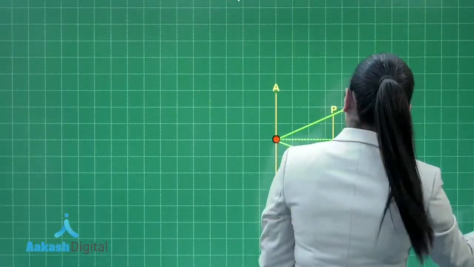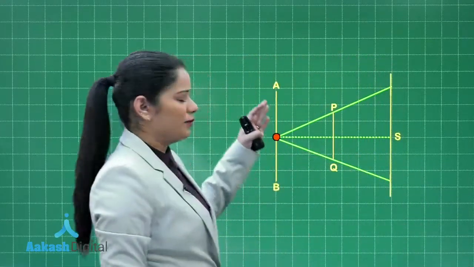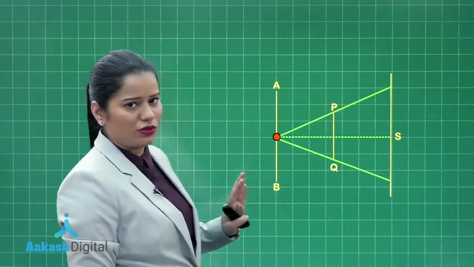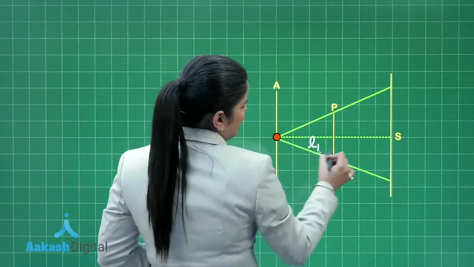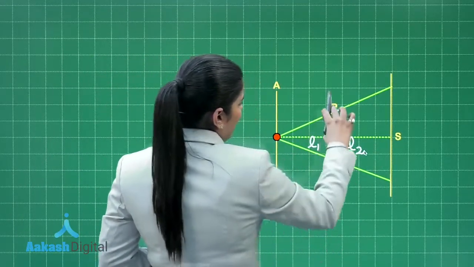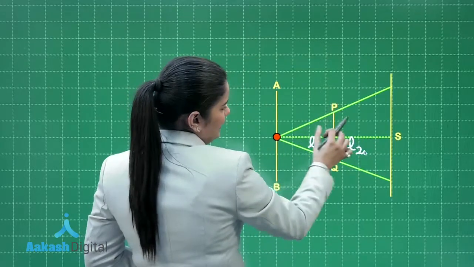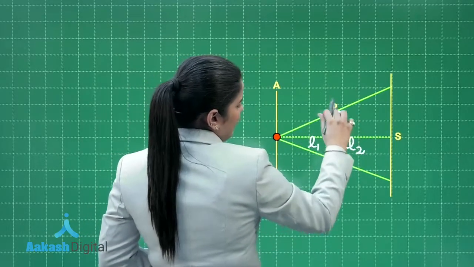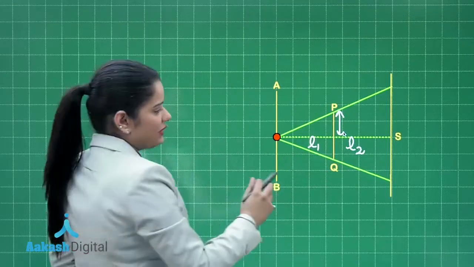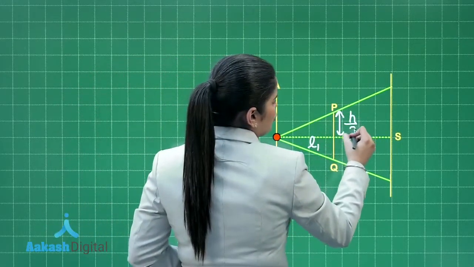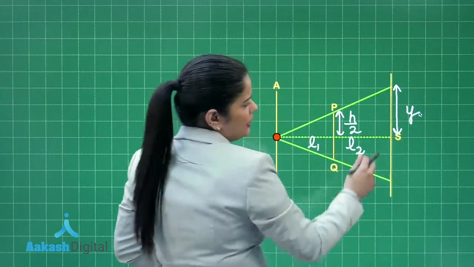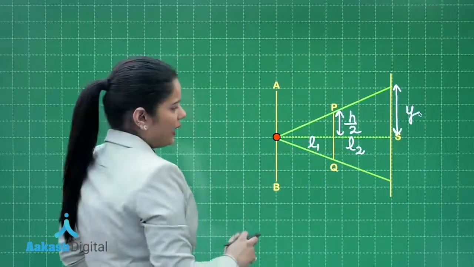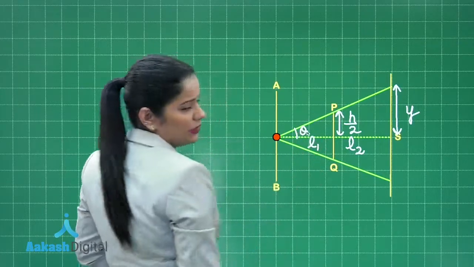Now here you can see, let us suppose this point source has now moved to this point. If I take this distance to be L1 and this to be L2, and as you can see this is in the middle, so we have taken this complete to be h in the previous case. Now this will be h by 2, and let us write here this as y. So in this case we need to find out this y. This angle is again going to be theta.